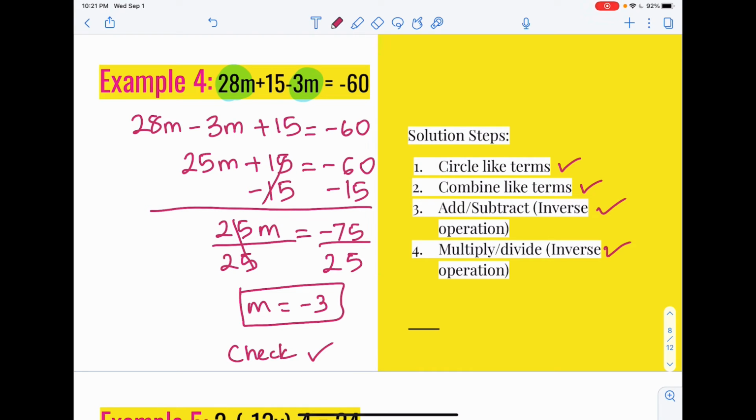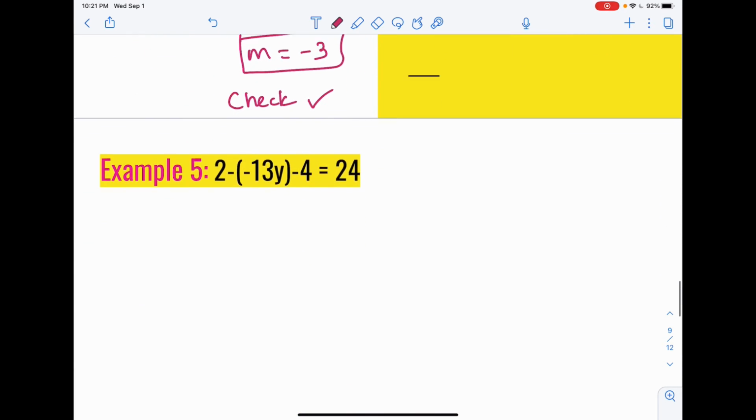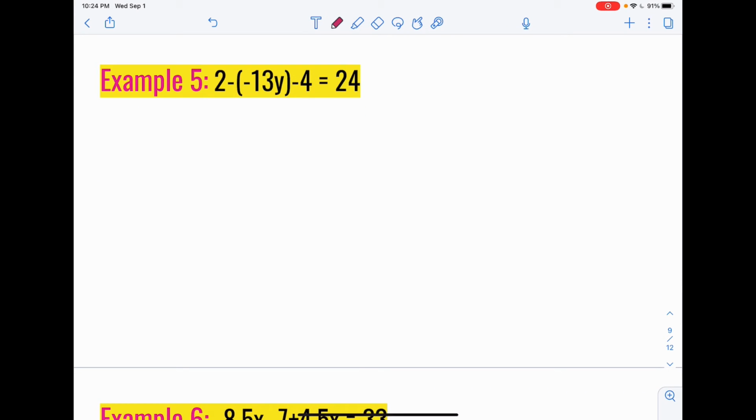And then let's go to another question. I would like to start with simplifying this equation a little bit more before I apply the steps from the previous question. We have two negative signs here. Let's make sure to change them to positive by applying the rule: subtraction is the same as add an opposite. So let's rewrite this equation as 2 plus 13y minus 4 is equal to 24.